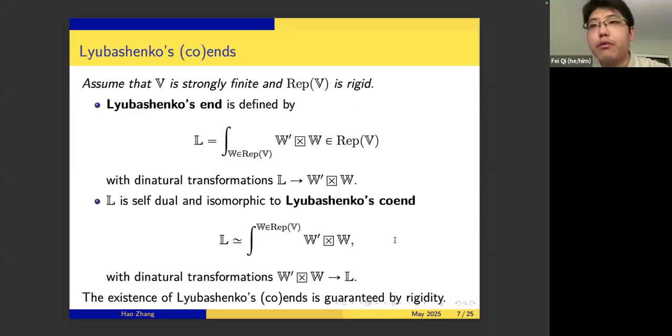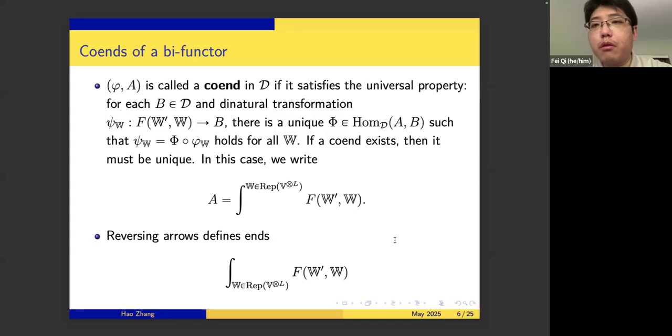Okay, there's a question actually. Regarding the integration notation, in case the category D is semi-simple, then both of the integrals become summation. So this satisfies all the axioms, right?